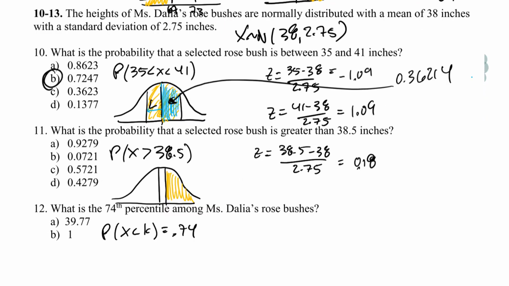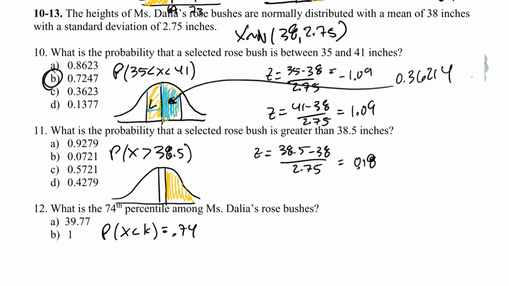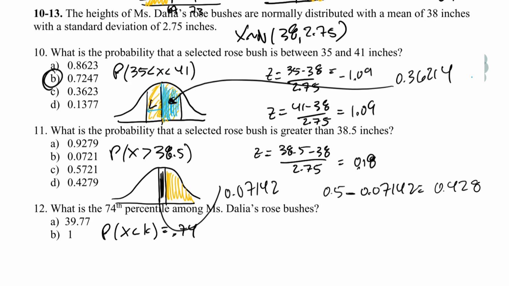Great. Okay, now for 11, I look up 0.18 in my chart, and I get 0.07142. Okay, now where does that show up? That would be this region here. That area is that 0.07142. So to get the area I want, which is the gold, I need to say 0.5 minus that value. And I'm going to get about 0.4286. And again, there's just some decimal error somewhere. We get D. Okay, that's the answer we're looking for.